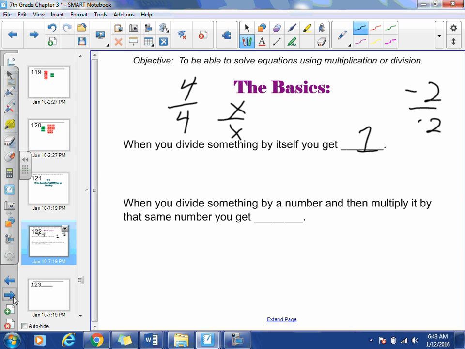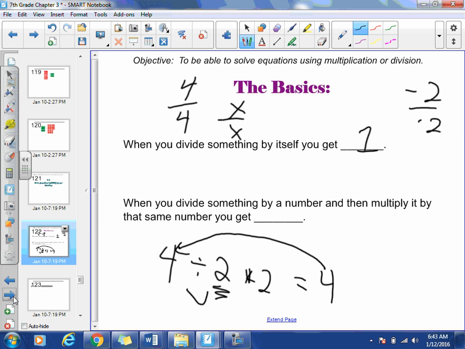You always get 1. When you divide something, let's say we have 4, and you divide it by a number, just randomly pick 2, and then multiply it by that same number, so 4 divided by 2 times 2, you get, well, in this case, 4 divided by 2 is 2, times 2 is 4. So you get back to the original thing you have.